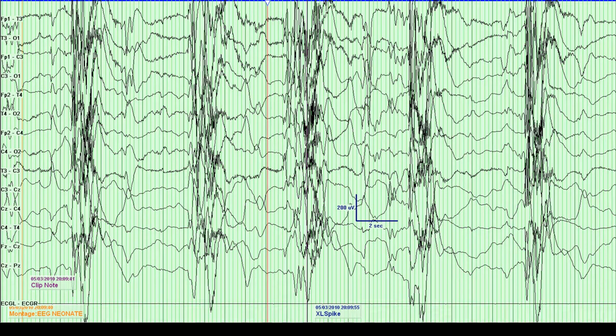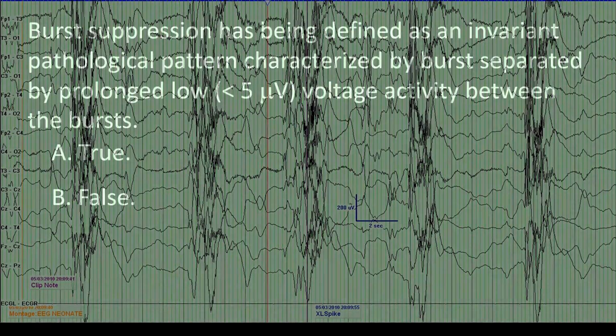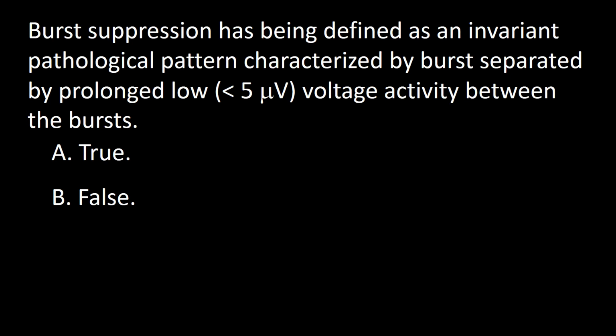But not all agree with this definition. Some will call it burst suppression pattern even if the interburst interval amplitude is higher than 5 microvolt, as long as it is significantly lower than the burst and as long as the duration of the interburst activity is rather constant. So the answer to this question is true, but not all agree.